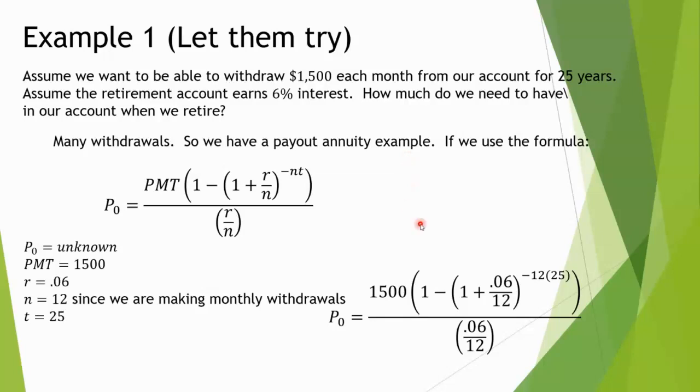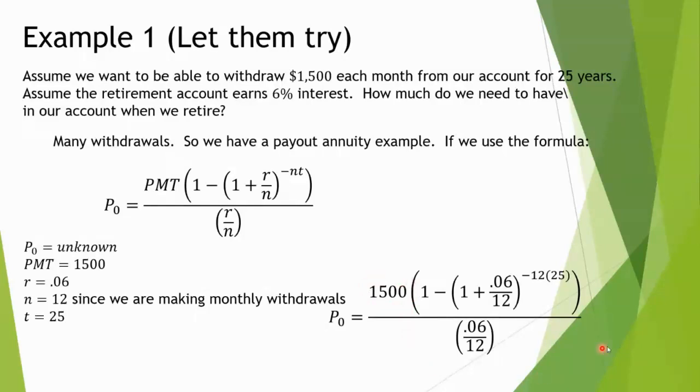Okay, that's good. So now we have to do some calculations. Let's do it. We plug it in: PMT is 1500, R is 0.06, N is 12, negative NT is negative 12 times 25, and R over N. Remember, you don't put a negative number into the formula for the TVM solver, but not for this.